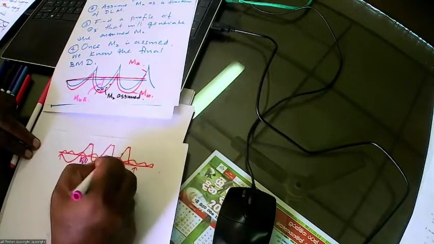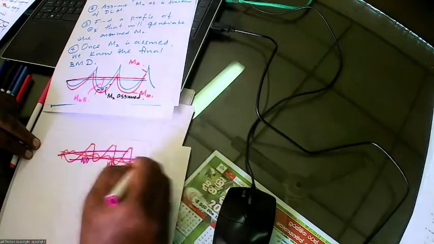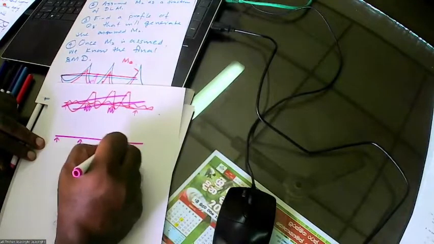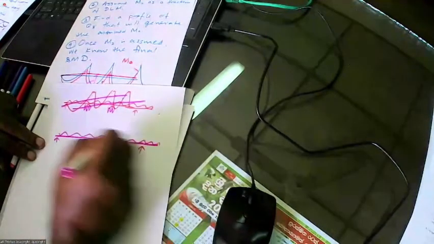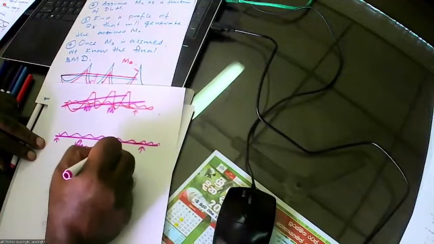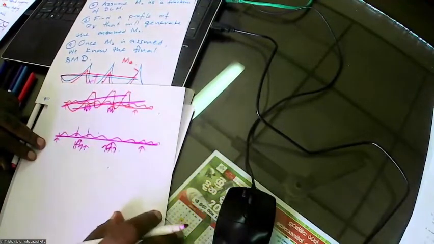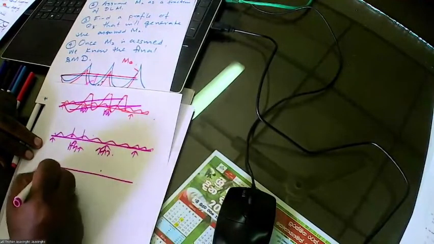Because we are doing that. What we do is we take the same beam, apply loads this way. These also need not be any kind of load. Get a bending moment diagram that can fit.